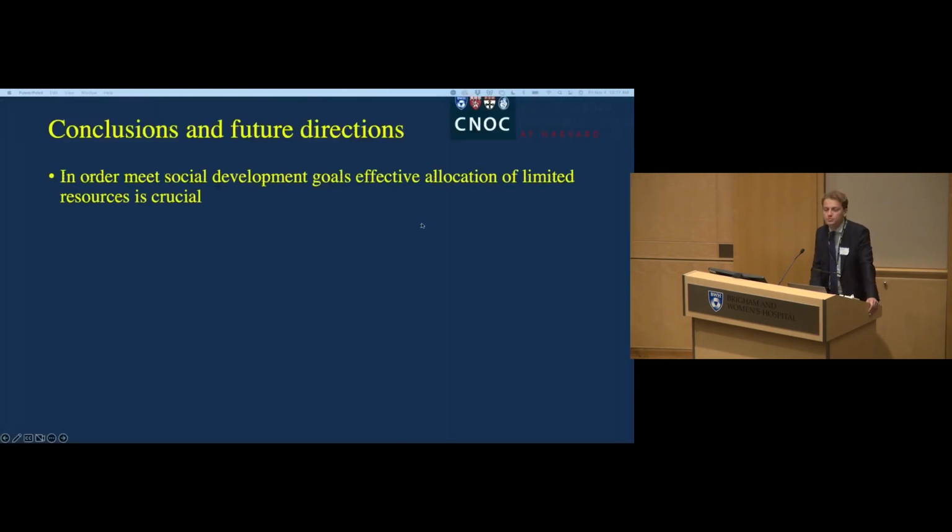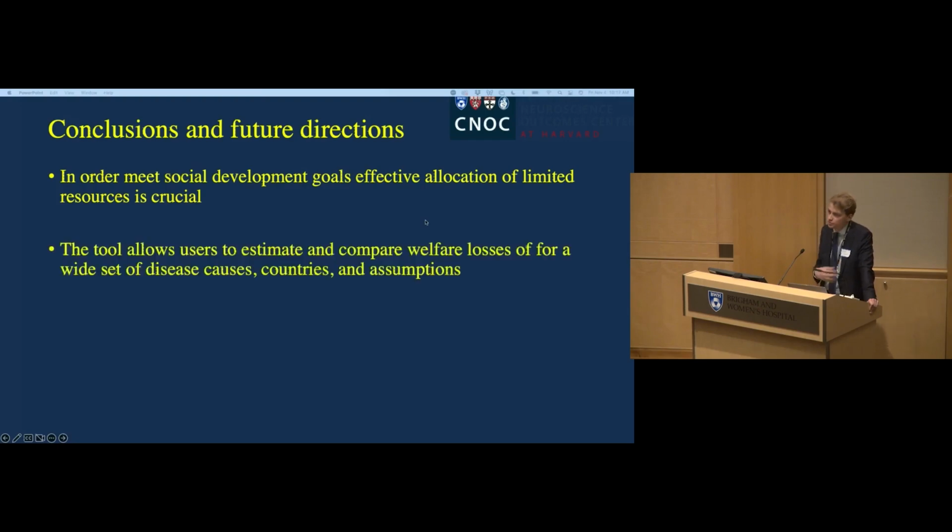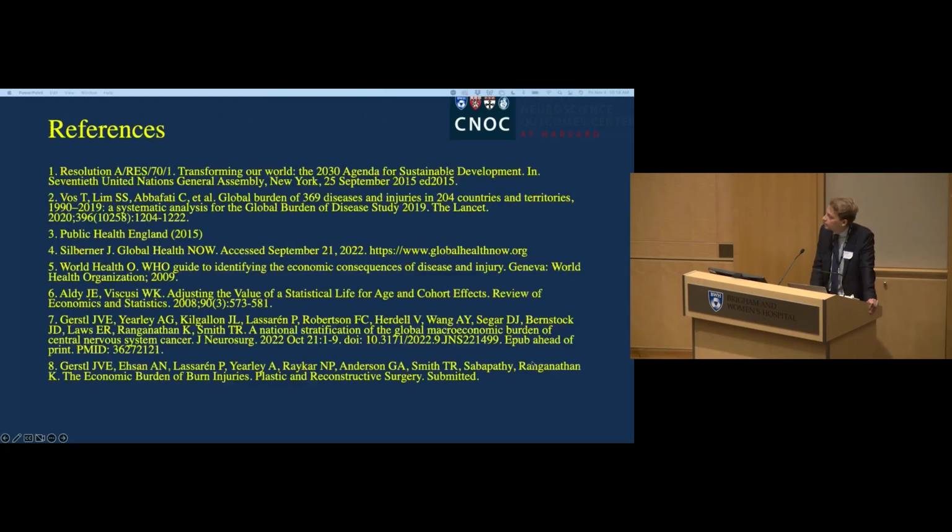So in order to meet sustainable development goals, effective resource allocation of very limited resources is required. And this tool, we hope at least, will help policymakers guide their decision-making by being able to compare these different disease courses, countries, and use different assumptions that are local and address their particular policy needs. And I think a huge domain of future work is to further these empirical estimates of VSL to not overly rely on model data.